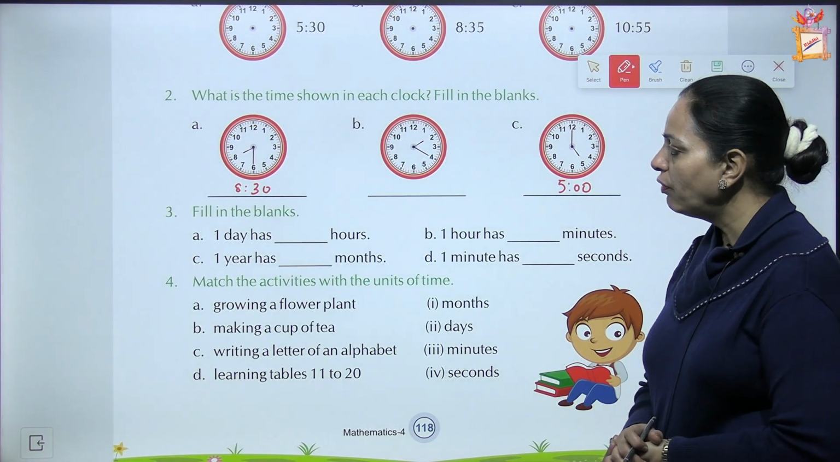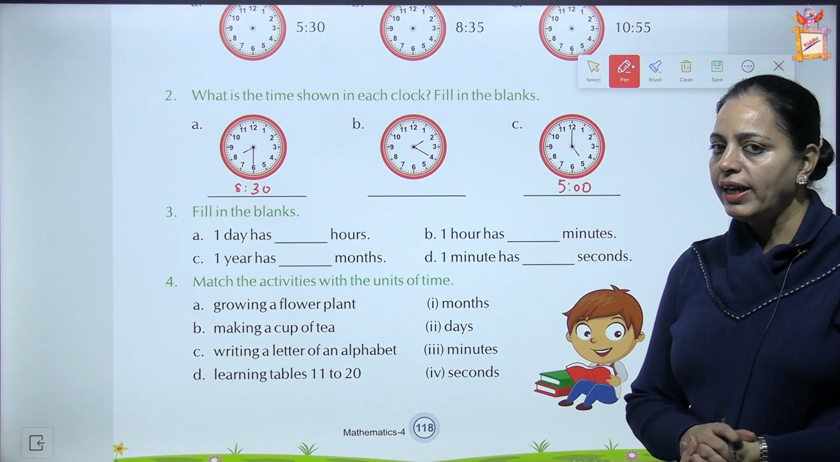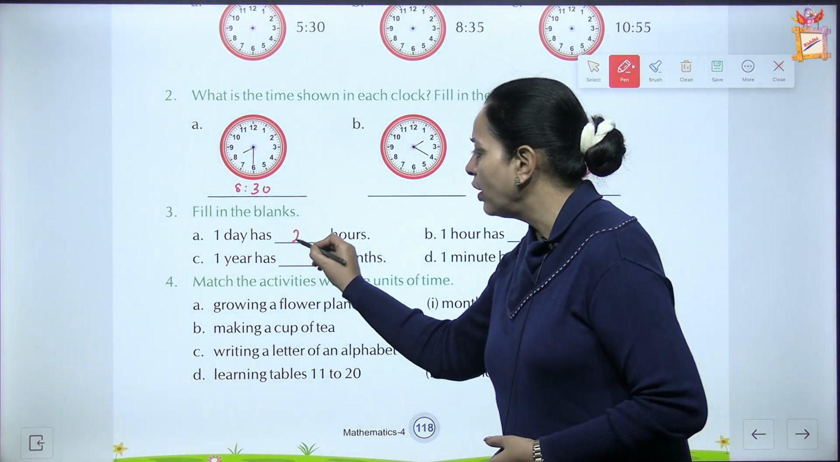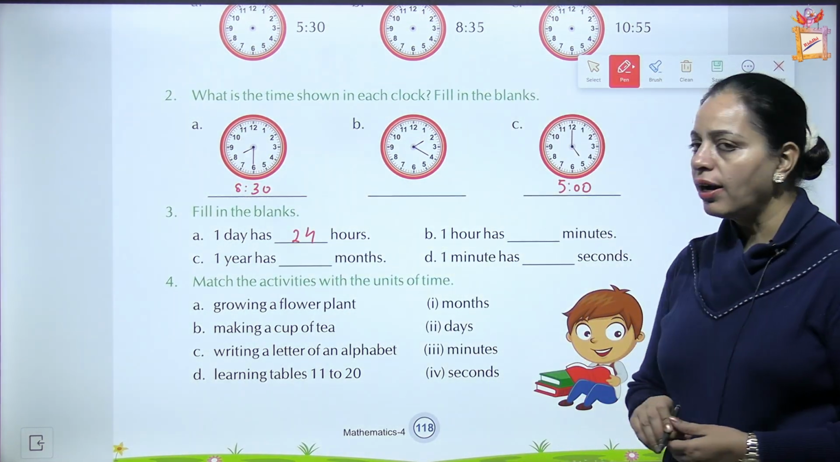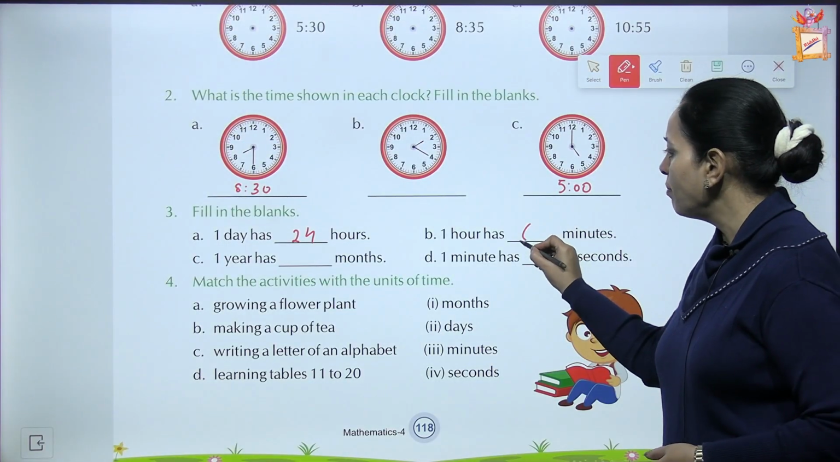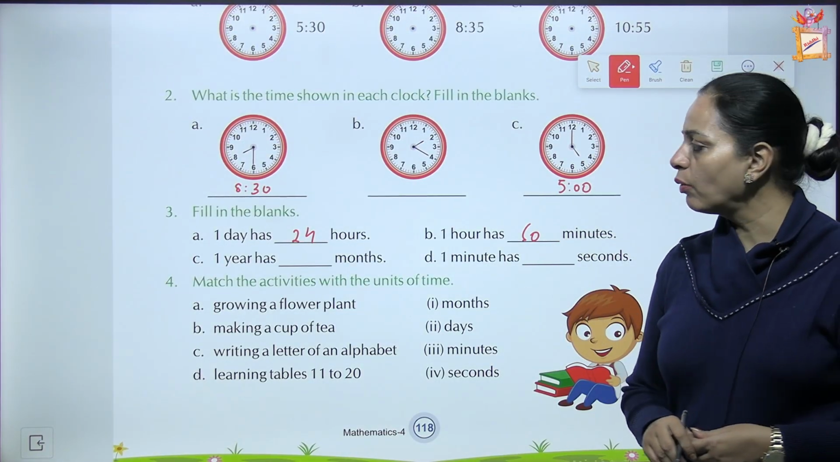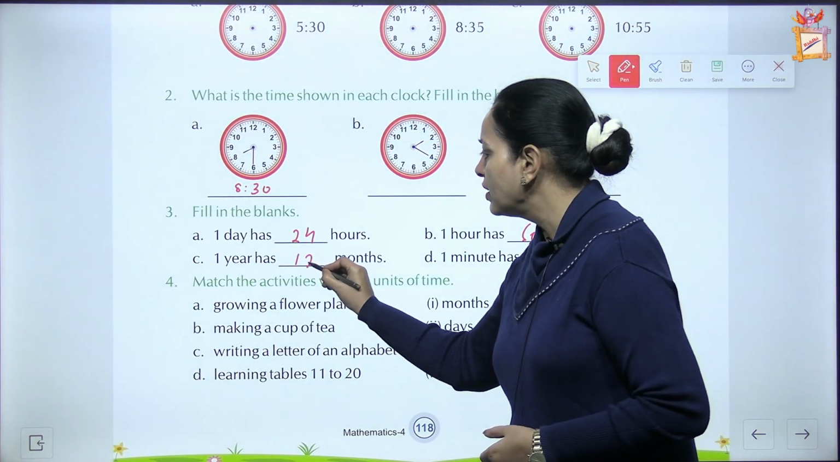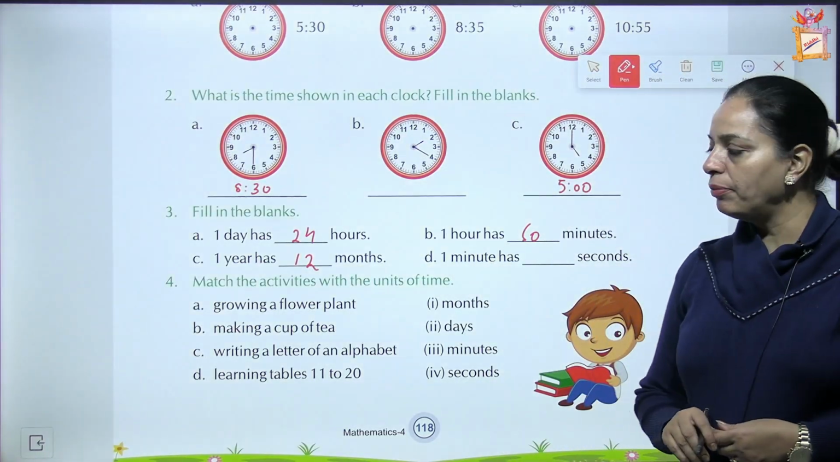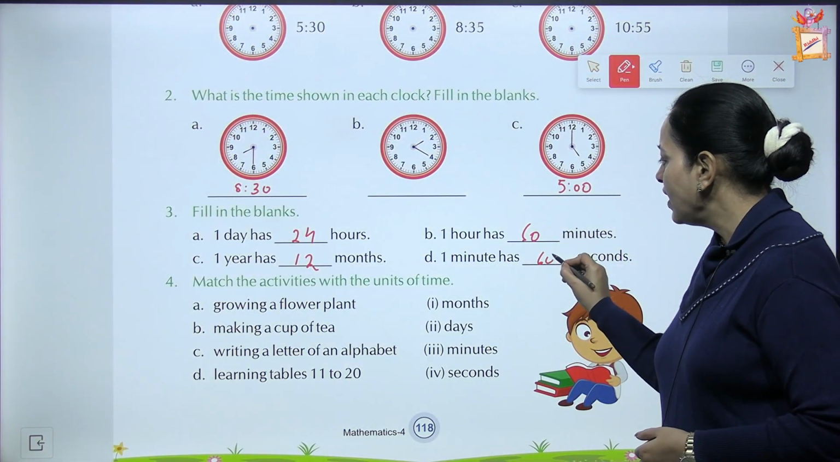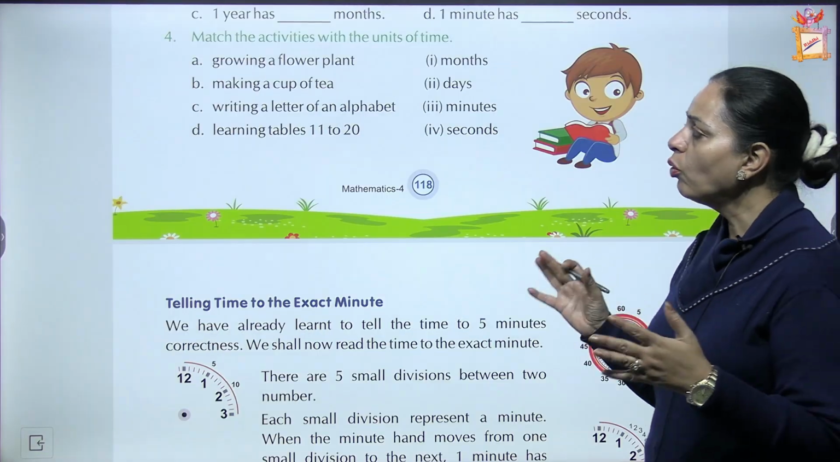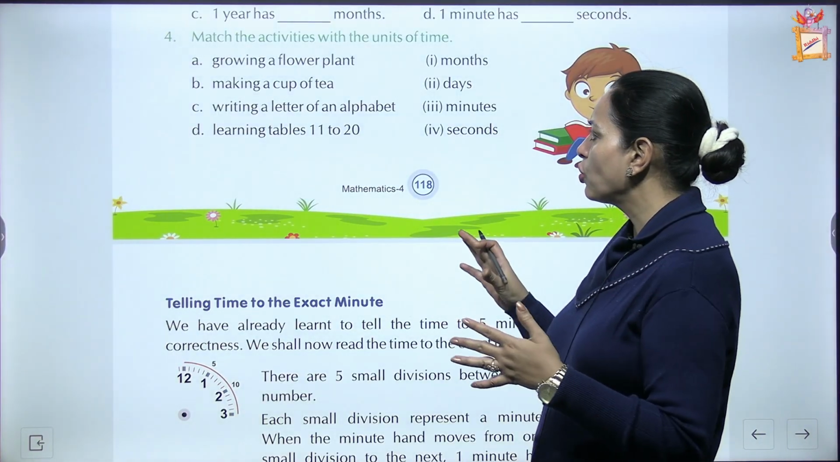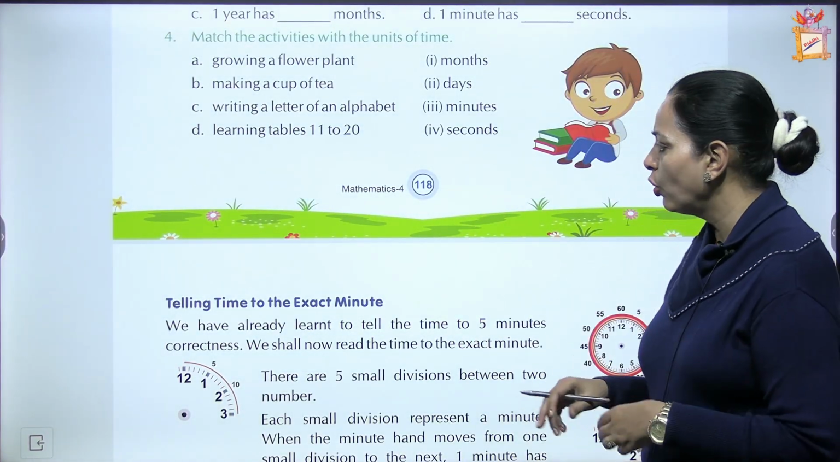Now the third one, filling the blanks. A part, one day has how many hours? 24. B part, 1 hour has 60 minutes. C part, 1 year has 12 months. And D part, 1 minute has 60 seconds. The fourth one, match the activities with the units of time. So you can try this one on your own.